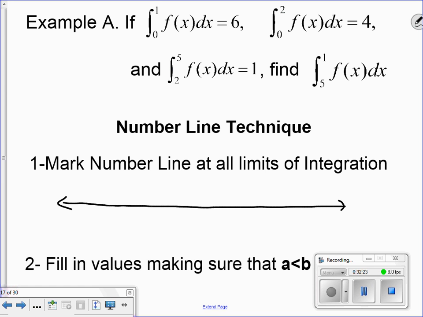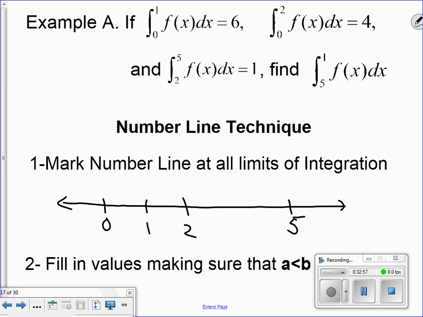So tell me what numbers I should mark it off at. What are my limits of integration? Look at all of them there. What do we got? 1, 0, 2, and 5. So 0, 1, 2, and 5. And the second thing you got to do is fill in the given values, but it has to be true that the lower limit A has to be less than the upper limit, or else you got to switch them.